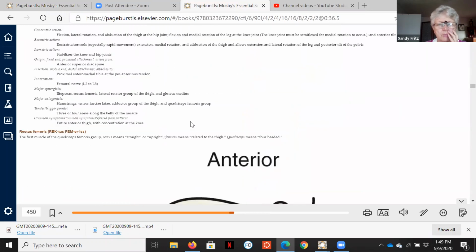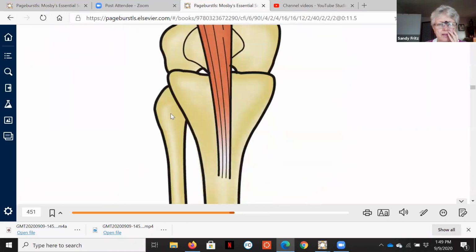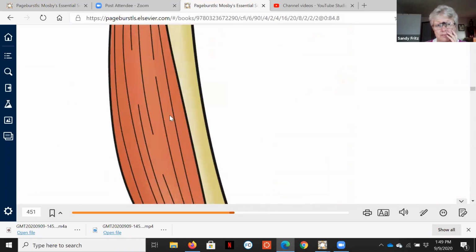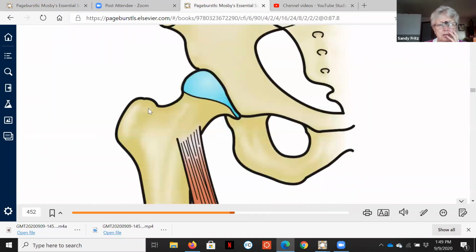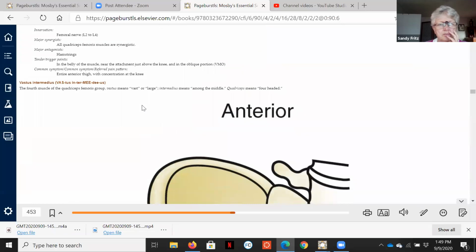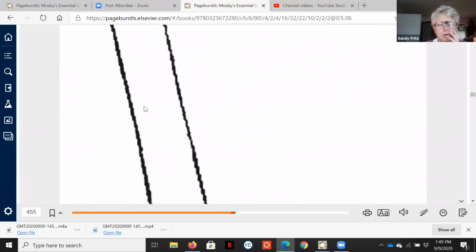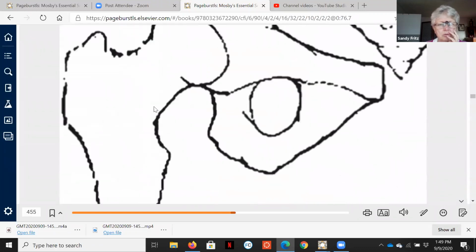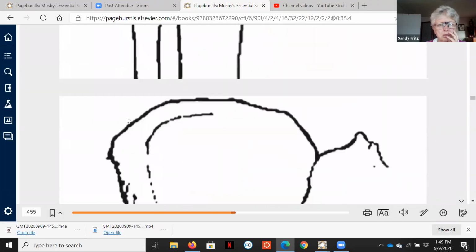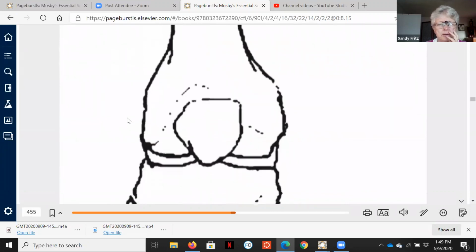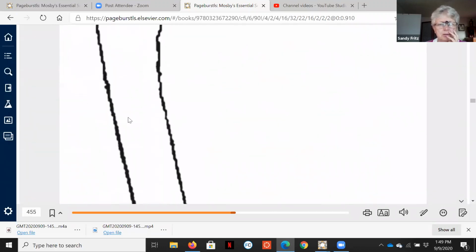So these are all the quadriceps. Okay, we've got that. This is all extension of the knee. So we'll study those and draw those. So move your knee back and forth as you're thinking about this.